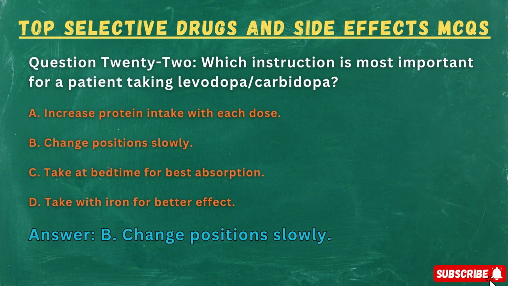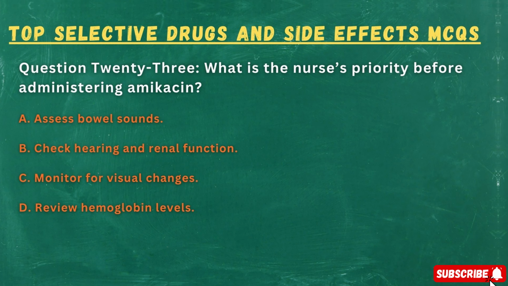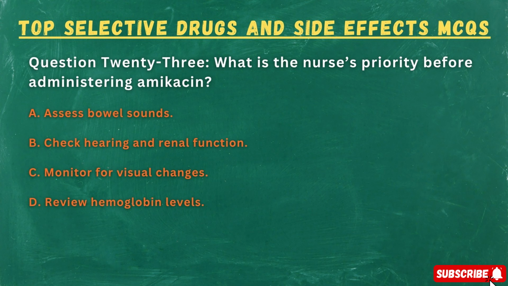Answer. B. Change position slowly. Question 23. What is the nurse's priority before administering amikacin? A. Assess bowel sounds. B. Check hearing and renal function. C. Monitor for visual changes. D. Review hemoglobin levels.